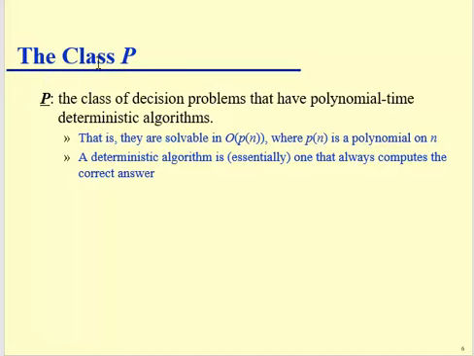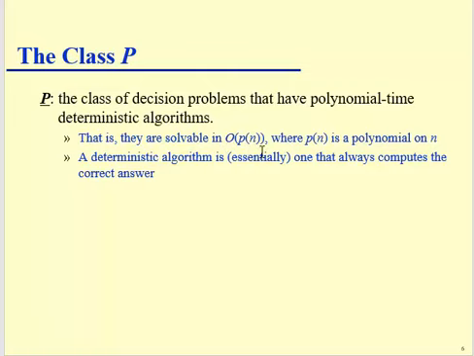So what is P? P stands for polynomial time. So it will be a class. Class means it will be a group of all the decision problems that have polynomial time deterministic algorithms. Like you can see all the sorting, searching algorithms that we have already done. All these are your P problems. Or any decision problem that can be solved by using deterministic algorithms, those are called your P problems.